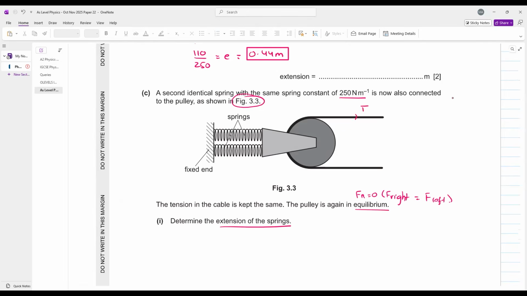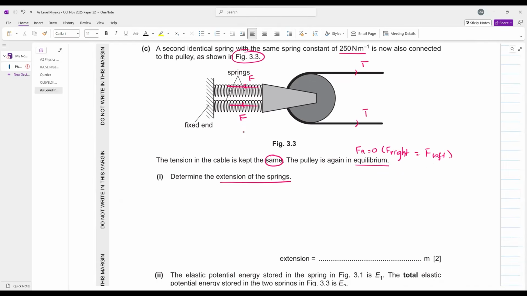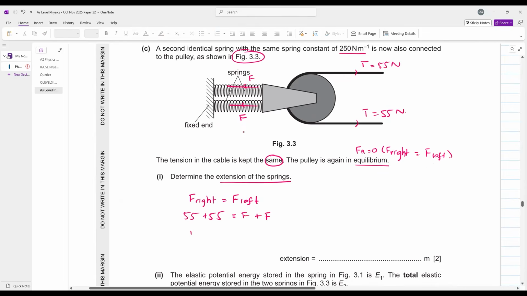First of all, can you realize this is your tension T, this is your tension T. This will be your force F, this will be your force F. The tension in the cable is kept the same. What will be your force F? Let's calculate that. Force on the right hand side is equal to force on the left hand side. Beta, what is the force on the right hand side? Tension. Tension is remaining the same. This is 55 Newton, this is also 55 Newton. 55 plus 55 is the force on the right hand side. What are the forces on the left side? F plus F. 110 divided by 2 is equal to F. F comes out to be 55 Newton.